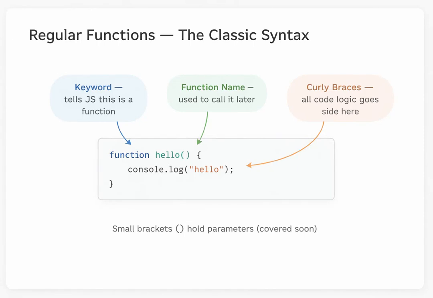Let's zoom in on the regular function first. The syntax starts with the keyword function. This tells JavaScript that what follows is a function definition. Then you give it a name. In this example, the name is hello. The name can be anything you want, but it should be meaningful so you know what the function does. After the name, you have a pair of small brackets. These are where parameters go, which we'll cover shortly. Then you have a pair of curly braces, and everything inside those curly braces is the body of the function. That's where you write all your logic and code.